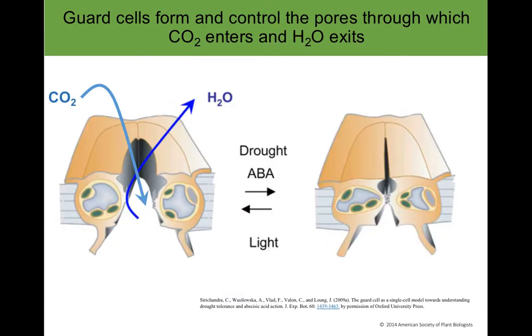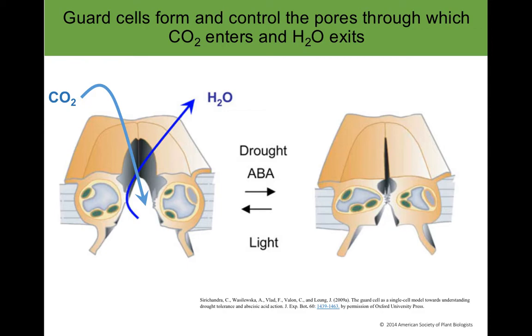So how do they do this? Guard cells are going to control the pore size that CO2 enters and exits the leaf, right? So CO2 will enter the leaf through this pore, water will diffuse out of the plant through this pore. And guard cells are able to integrate all sorts of environmental signals to figure out the optimal stomatal aperture size.